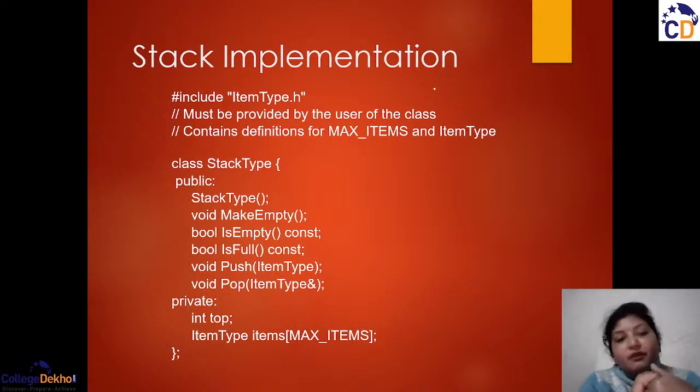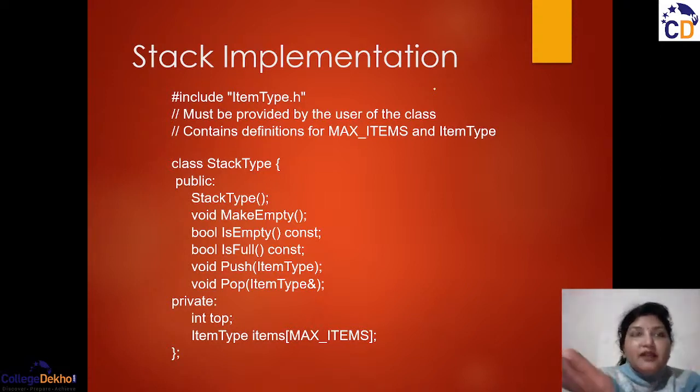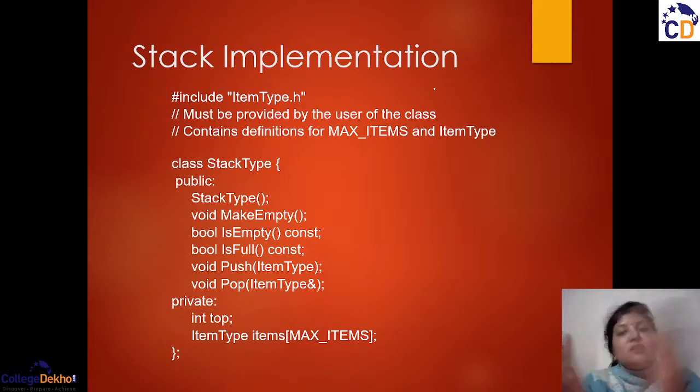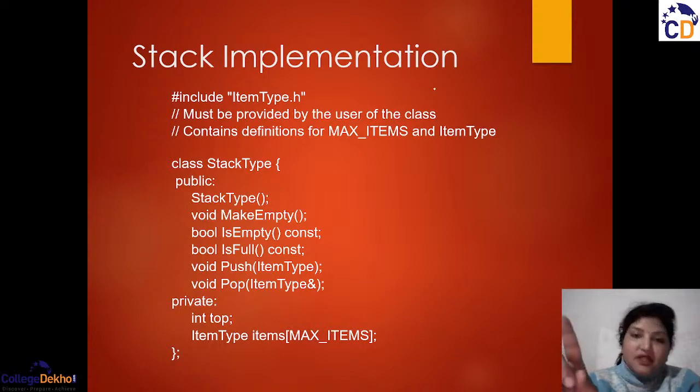So we have make empty, is full, and then push and pop. Push takes the item type, pop returns the item type, the address of that item. And the most important part: when pushing an element, check the max part, whether your stack is full or not. When popping elements from the stack, make sure your stack is not empty. So these are the two conditions while implementing your stack.